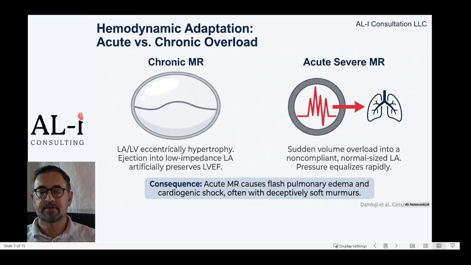In treating MR, acuity matters immensely. Chronic MR causes progressive heart remodeling, while acute severe MR often leads to flash pulmonary edema and cardiogenic shock because the non-compliant atrium cannot handle the sudden retrograde volume of blood.